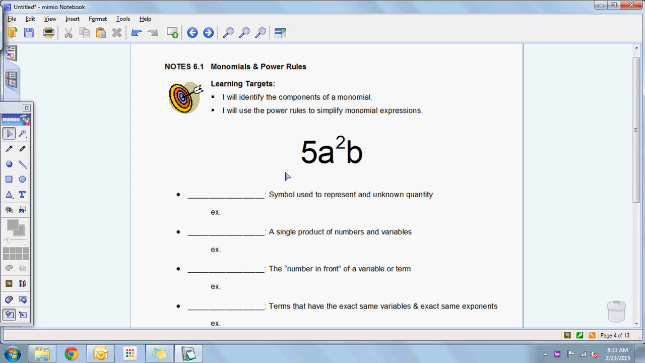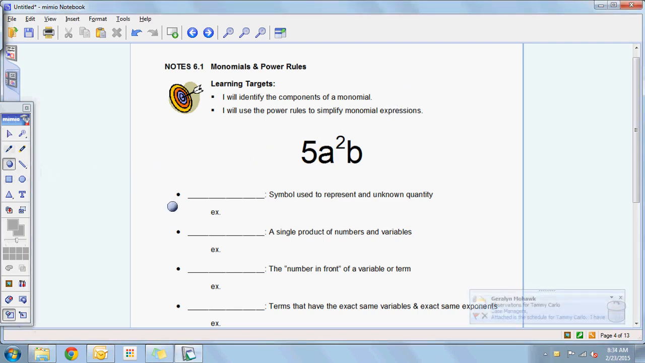Guys, welcome to your first set of notes for Chapter 6. We're going to be talking about monomials and power rules, and we're just going to start by getting some vocab today and then doing a little bit of practice. We're going to be able to identify the different components of a monomial, so that's why we need this vocab. And then we're going to use some of the rules from the vocab to be able to simplify some expressions, okay?